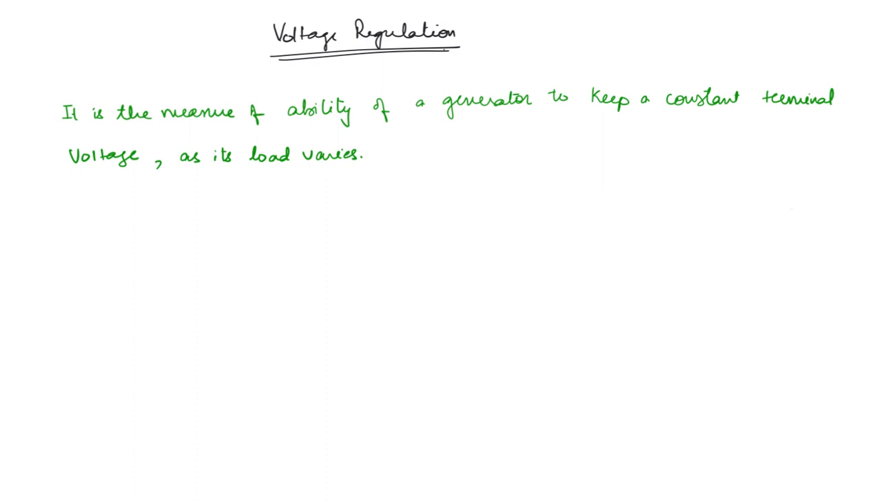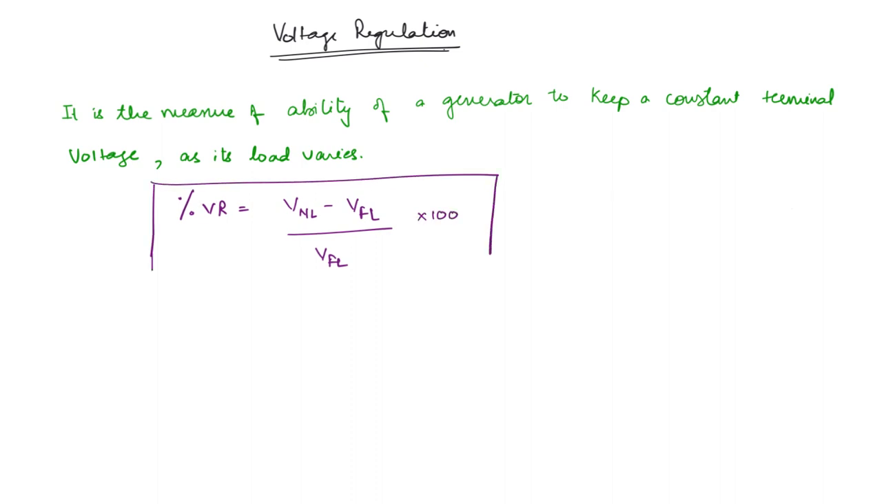So how do we define voltage regulation? Percentage voltage regulation we take as the no load voltage minus the full load voltage, as a percentage of the full load voltage, into 100 will give you the percentage. So this is how we mathematically define the voltage regulation. In order to find this voltage regulation, we make use of three methods. So the very first one is the synchronous impedance or EMF method.